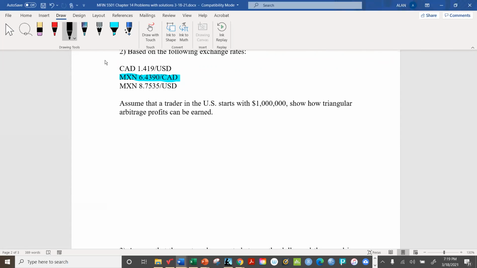All right, so let's see. So in this case, let's figure out whether or not the cross exchange rate is consistent with the other two. Now, how do we do that? Well, let's see. If we had Mexican pesos, 8 point, let's see, how would this work out the best? Let's try this.